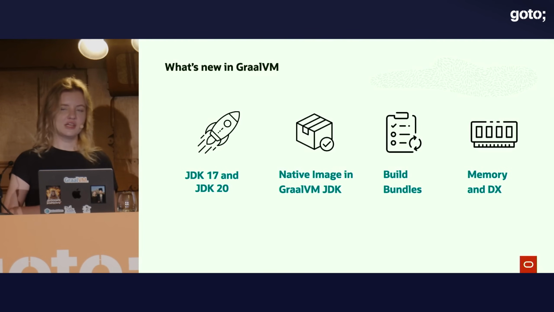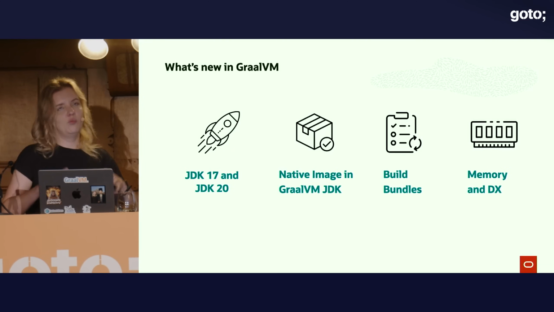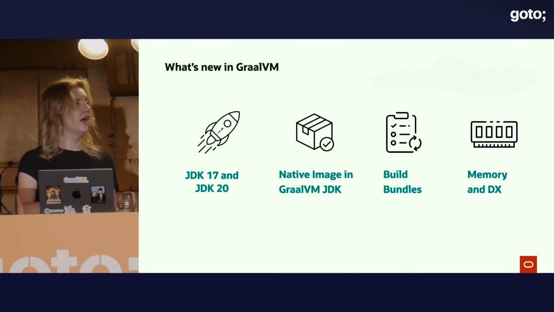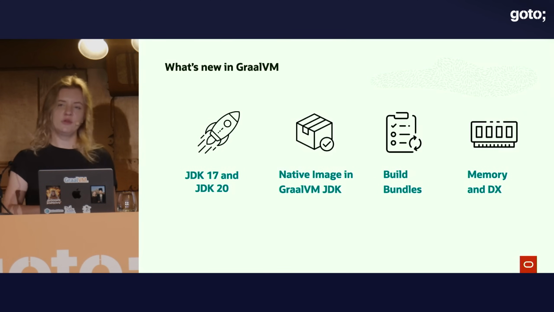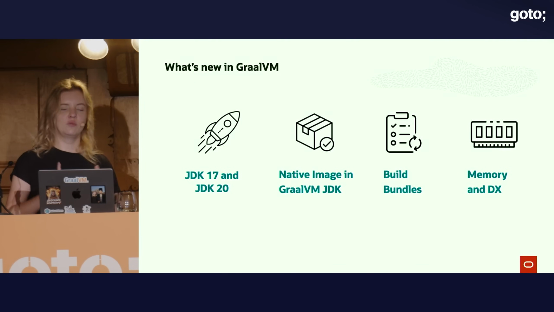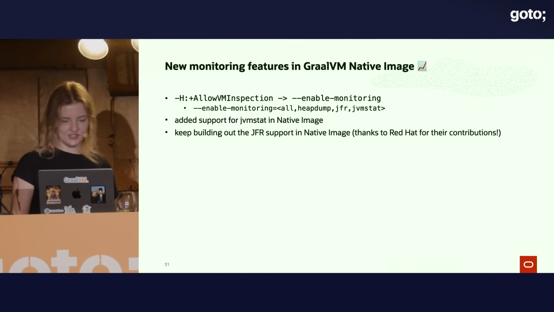Native Image as a tool is now included in the GraalVM JDK itself. So if you ever ran gu install native-image, you don't need to do it anymore because it is in the JDK. And we now have build bundles, so you can build a bundle and then easily recreate your build in the future, or recreate it on a different machine or platform. We also made several improvements to memory usage of the build process and to developer experience, so that you can more easily and smoothly build your applications with GraalVM Native Image.